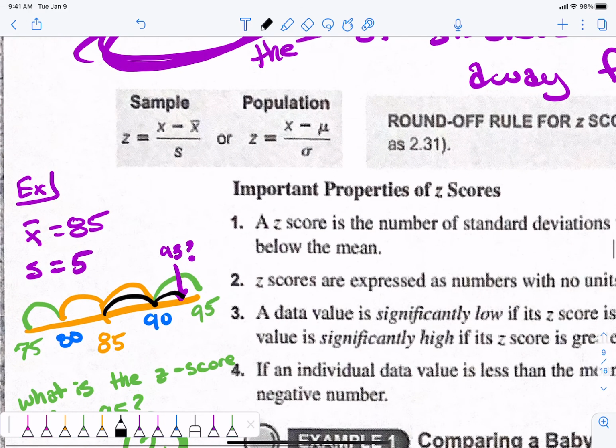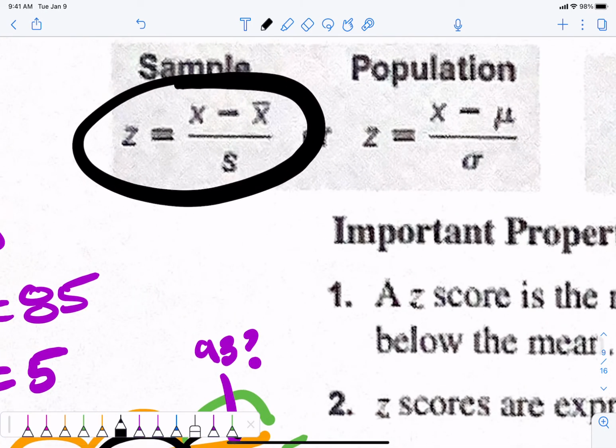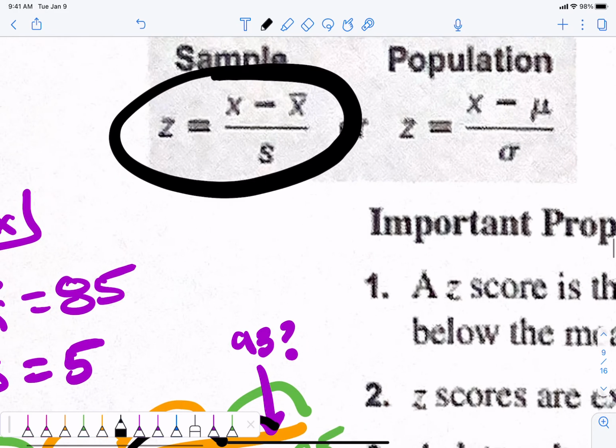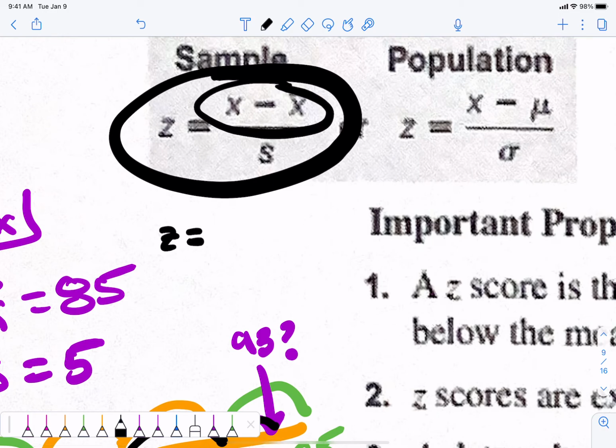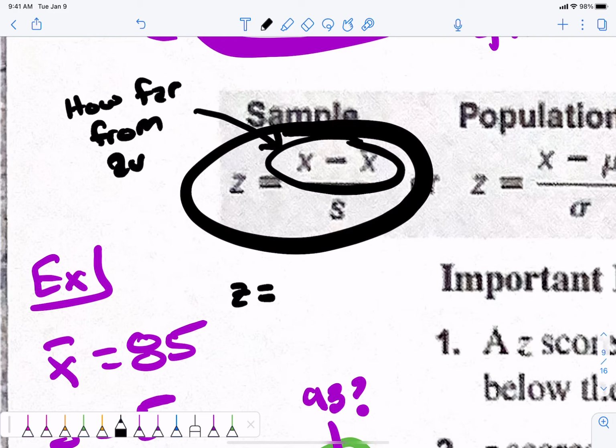Ready? I like this formula better, right here. The z-score is x minus x bar divided by the standard deviation. So if we're trying to find the z-score for 93, we figure out first this part, which is how far he is away from the mean. How far from average. That's what x minus x bar does. How far are we away from the average? What is 93 minus the average of 85? But then we take that and we divide by the standard deviation, which is 5.